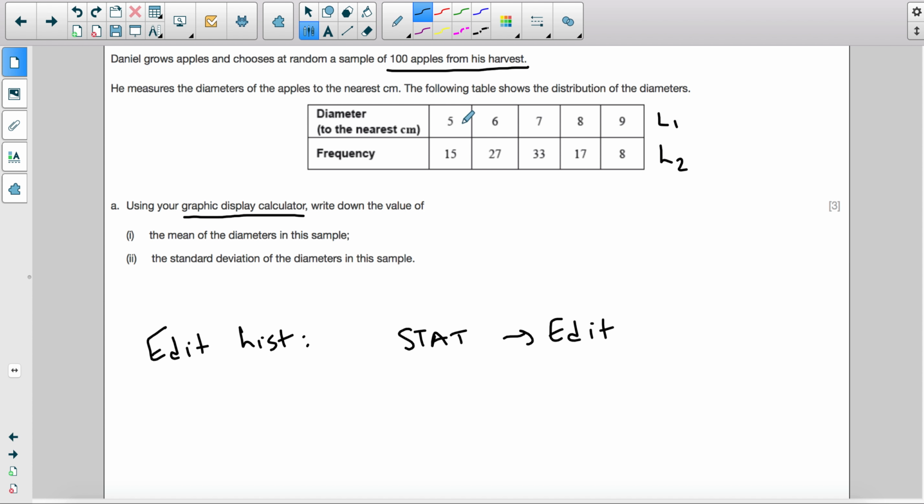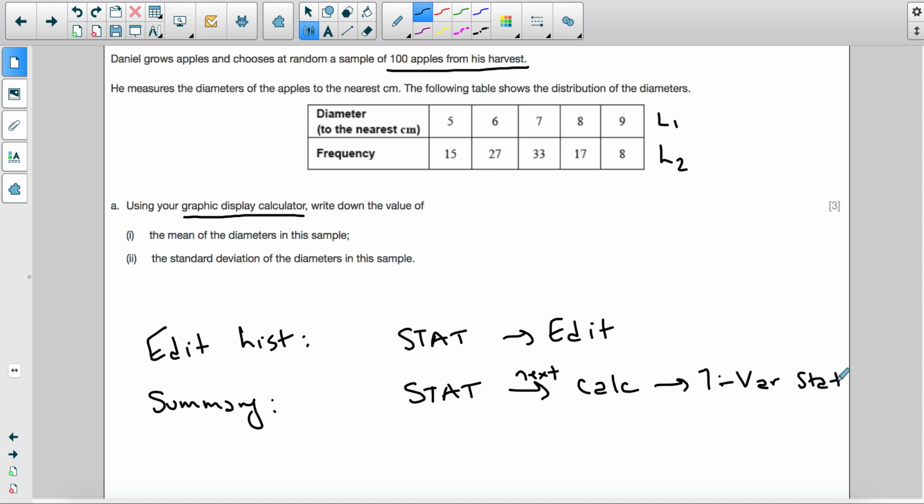Don't swap them around just so that you avoid confusion. So this will be in L1. I'm going to write 5, 6, 7, 8, 9. L2 will be 15, 27, 33, 17, and 8. Make sure you write them in order. Once you're done, so you want your summary now of your data, you go to stat, and then you go next and you go to calculate, and then you press on the first option, which is one variance, stat. And this will give you a full summary analysis about all of your data.